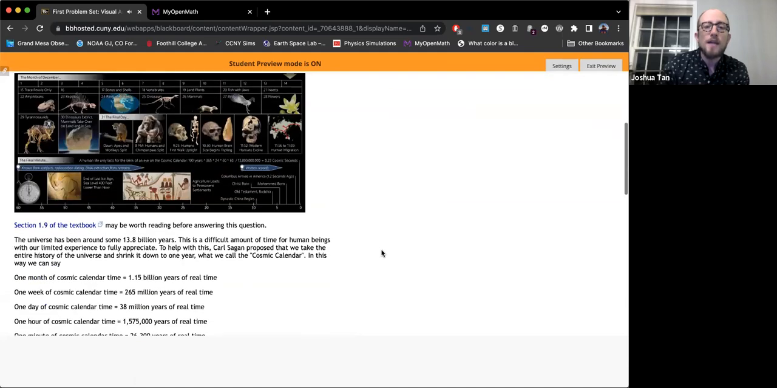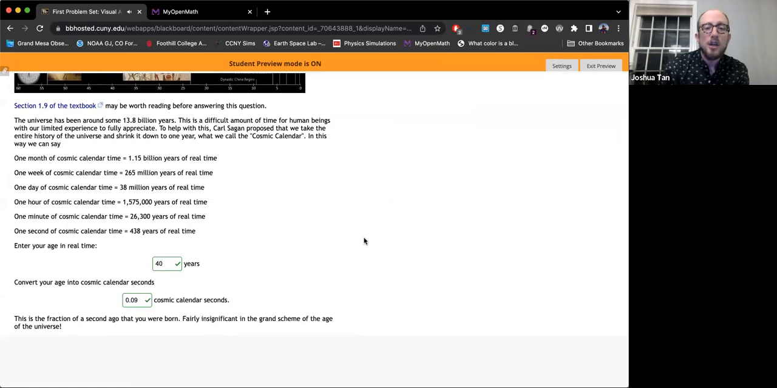Question number 4 asks you to convert from cosmic time into something that's more humanly relatable. And there's a whole explanation for how to do this here. It's essentially a division problem. And I actually did this for my own age. I am 40 years old, but in cosmic calendar time, it turns out I'm about 0.09 cosmic calendar seconds.